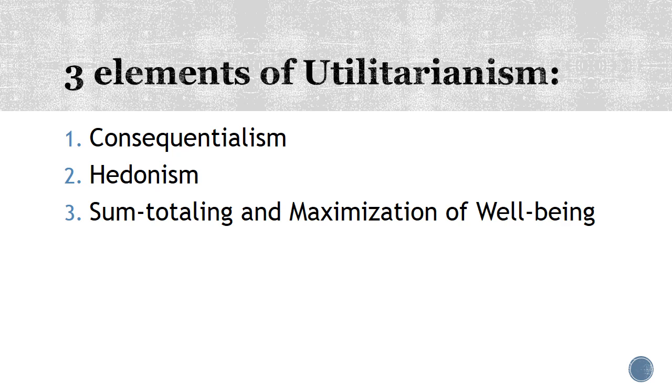Utilitarianism contains three elements. Those elements are first, consequentialism, second, hedonism, and third, the sum totaling and maximization of well-being. Now, of course, I don't expect those things to make sense right away. We'll have to talk about them each in turn to try and explain what each of those things are and how they combine to form the utilitarian moral theory.